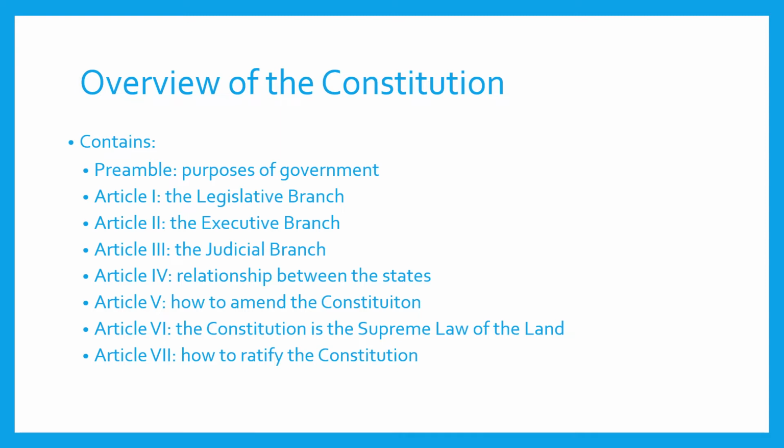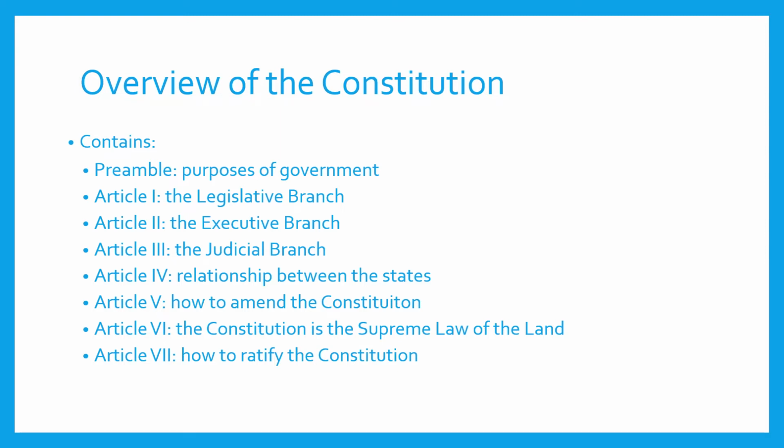Article 1 covers the legislative branch. They make the laws. Article 2, the executive branch. They enforce the laws. Article 3 is the judicial branch. They interpret the laws. They look at what's been said in making the laws and figure out what it actually means. Article 4 discusses how the states should get along, their relationship. Article 5, how to amend the Constitution, so amend being to change.